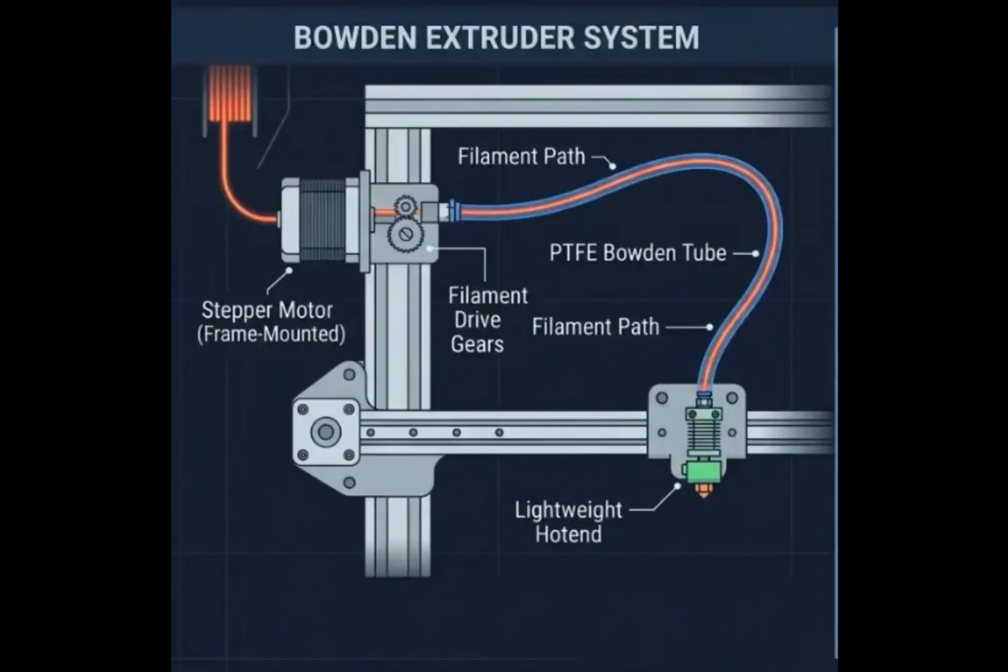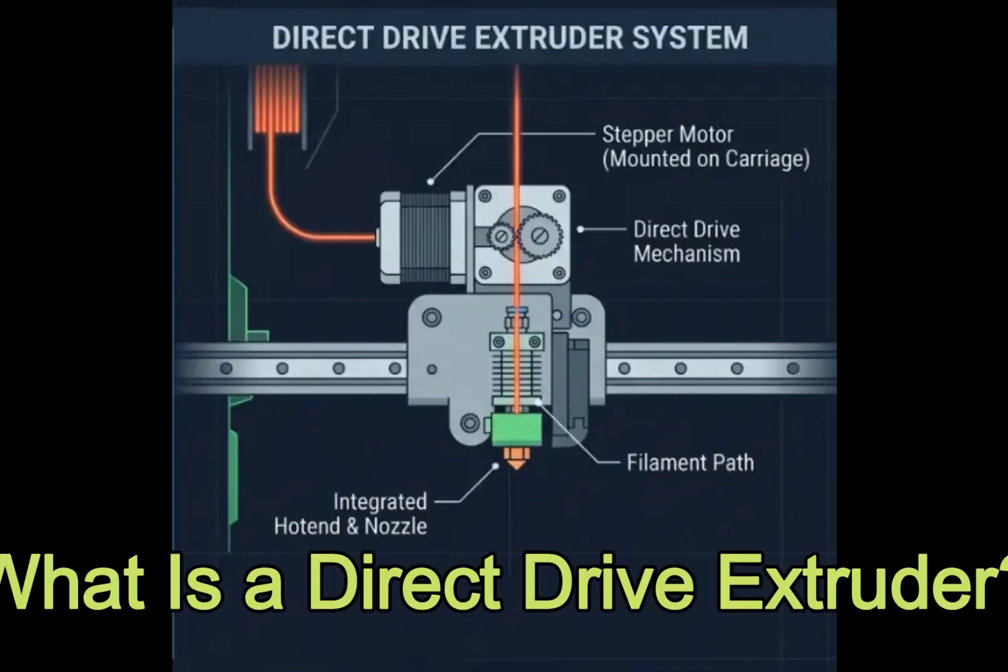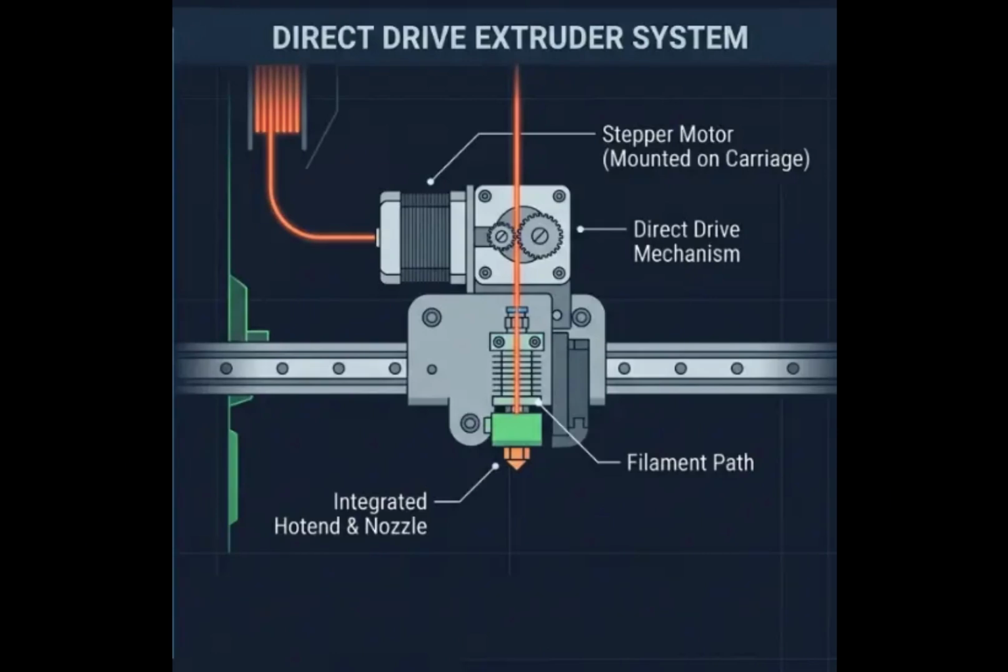The trade-off: the filament must travel a long distance through the tube. That creates flexibility and delay in extrusion response. What is a direct drive extruder? With direct drive, the extruder motor is mounted directly above the hot end.